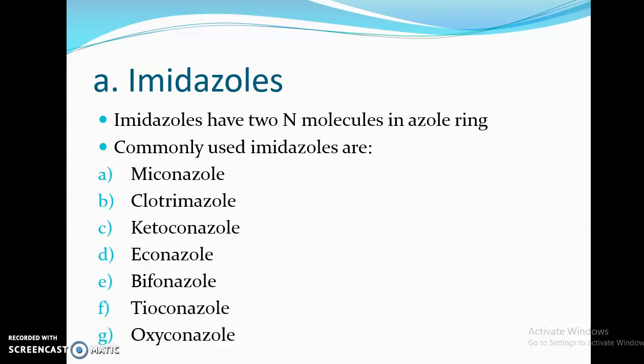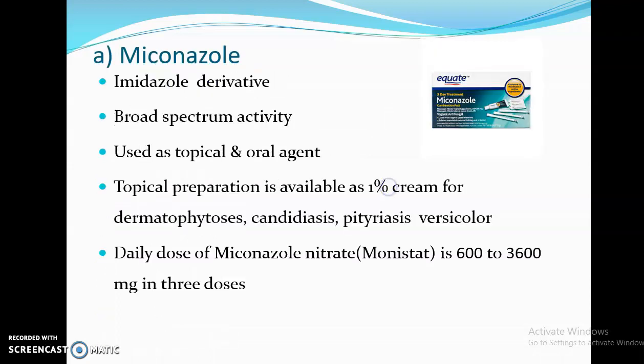Miconazole, clotrimazole, ketoconazole, econazole, bifonazole, tioconazole, and oxiconazole. First we can see miconazole. It's an imidazole derivative with broad spectrum activity, available as topical and oral agent. Topical preparation is mainly available as 1% cream for treatment of dermatophytosis, candidiasis, pityriasis versicolor, etc. And the daily dosage is about 600 to 3600 mg in 3 doses.